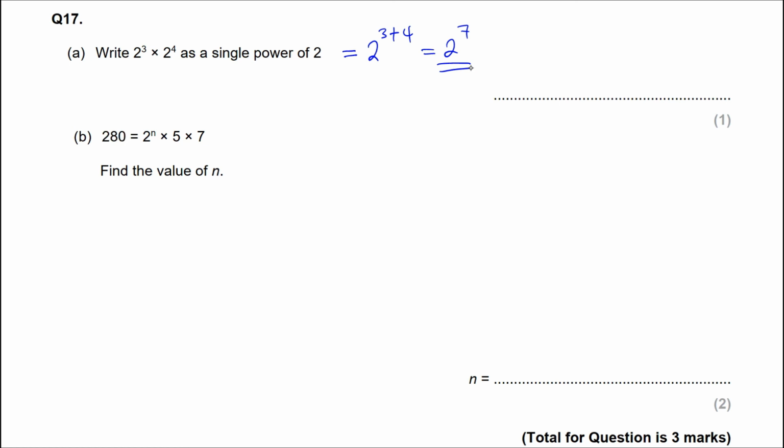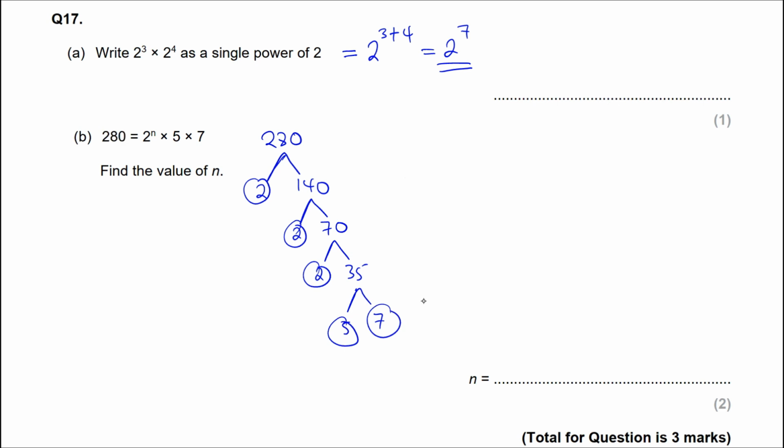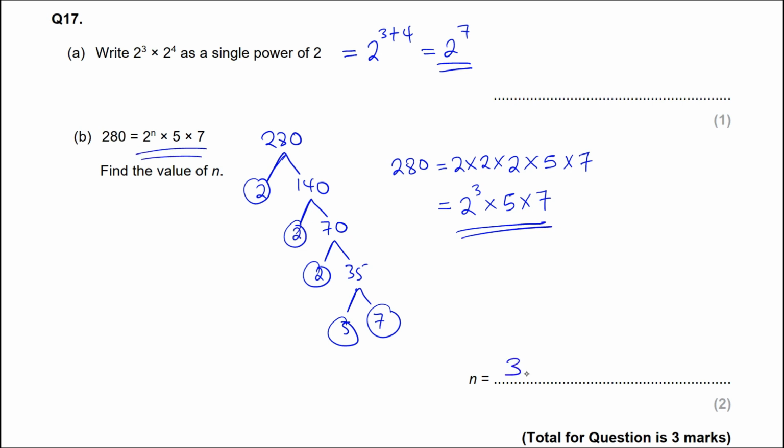And then this one here, basically what you need to do is write 280 as a product of its prime factors. So you have 280 divided by 2, 140 divided by 2, 70 divided by 2, 35 divided by 5, 7. And these are the prime factors, which implies that 280 will be equal to 2 multiplied by 2 multiplied by 2 multiplied by 5 multiplied by 7, which will be equal to 2 to the power of 3 multiplied by 5 multiplied by 7. And now if you compare this with that, you can clearly see that n will be equal to 3.